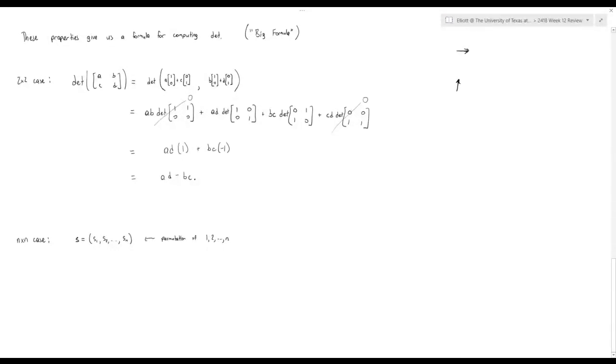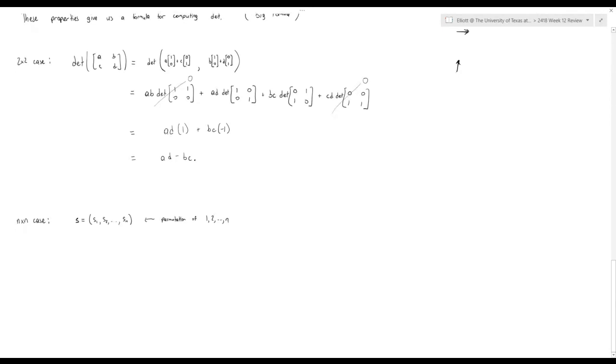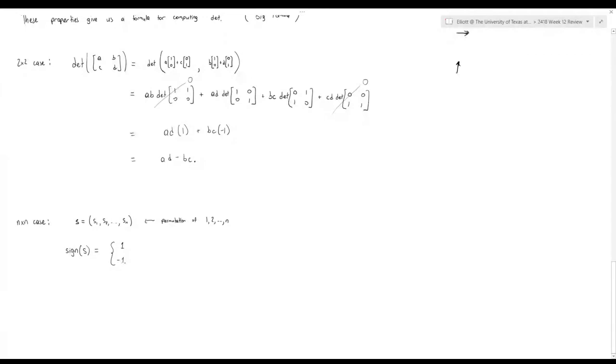So just take the numbers 1 through n and imagine shuffling them around into a different ordering. That's what this is representing. Now, with each permutation, we can associate with it something called the sign of the permutation. The sign of a permutation is defined to be either +1 or -1.